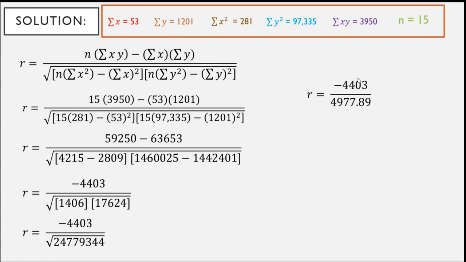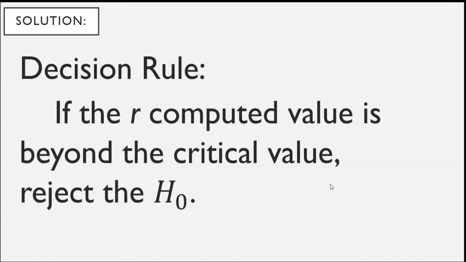Next, we simplify. Negative 4,403 divided by 4,977.89. The value of our r is negative 0.885. Do you remember the decision rule? Our decision rule is if the r computed value is beyond the critical value, then we reject the null hypothesis.